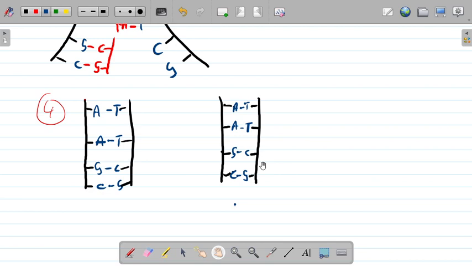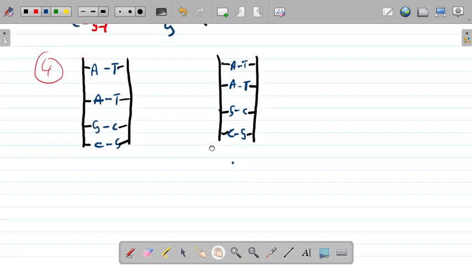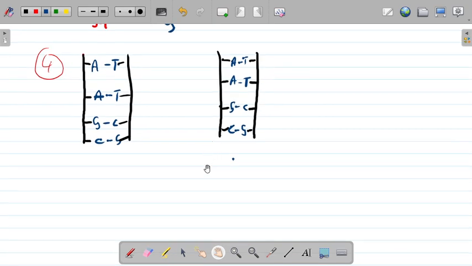Then you end up with what? You end up with two identical nucleic acids, new nucleic acids, which basically are what? Which basically are going to separate during cytokinesis. One goes to the nucleus of that cell, and one remains in the nucleus of the parent cell.